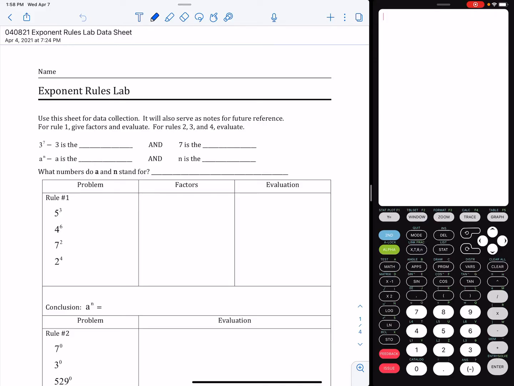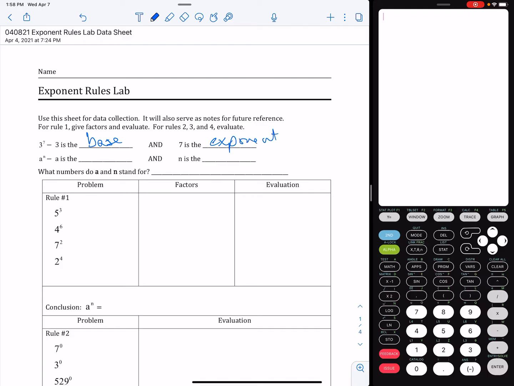So first off, let's talk about 3 to the 7th power. What are we talking about when we do that? So what is the 3 called? The 3 is called a base. That's what that number at the bottom is called. The 7 is called the exponent.